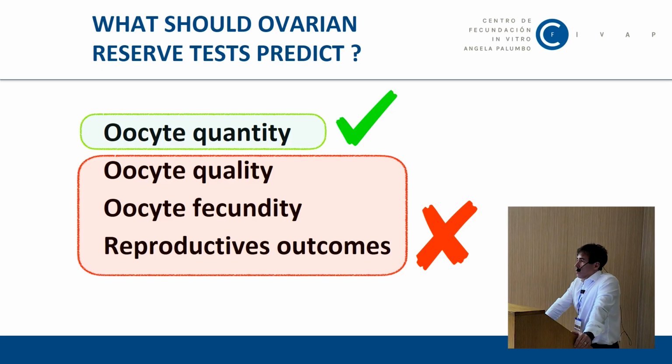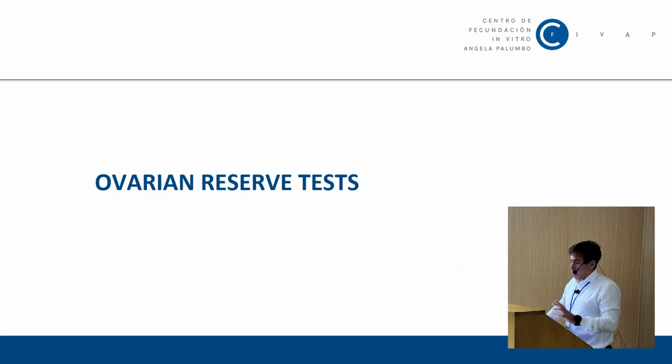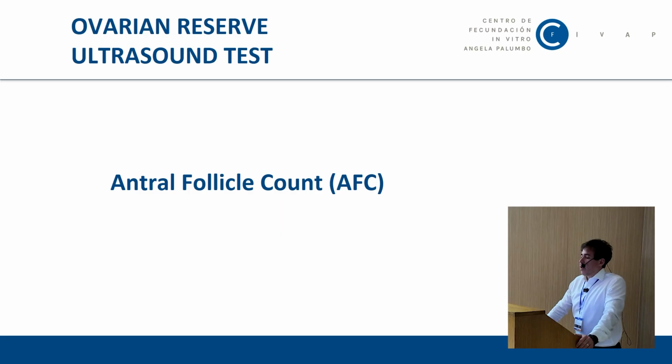Abnormal ovarian reserve test results suggest that fertility potential has declined, but do not tell us who will or who will not conceive. We have a few ovarian reserve tests, around 7, but in this talk I will focus on antral follicle count.